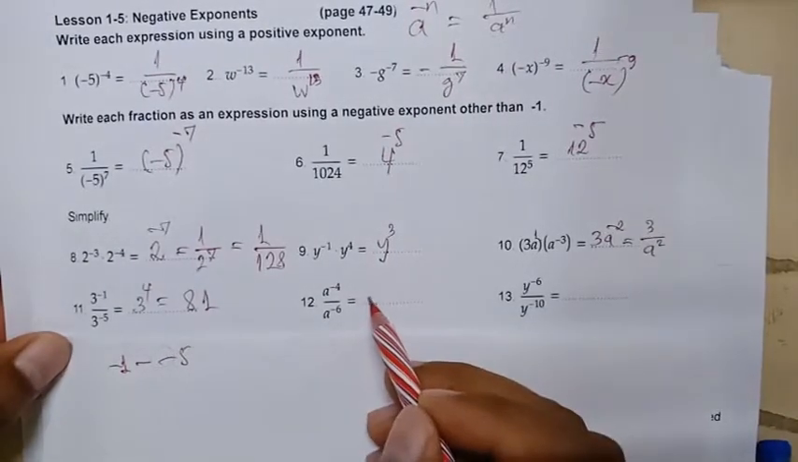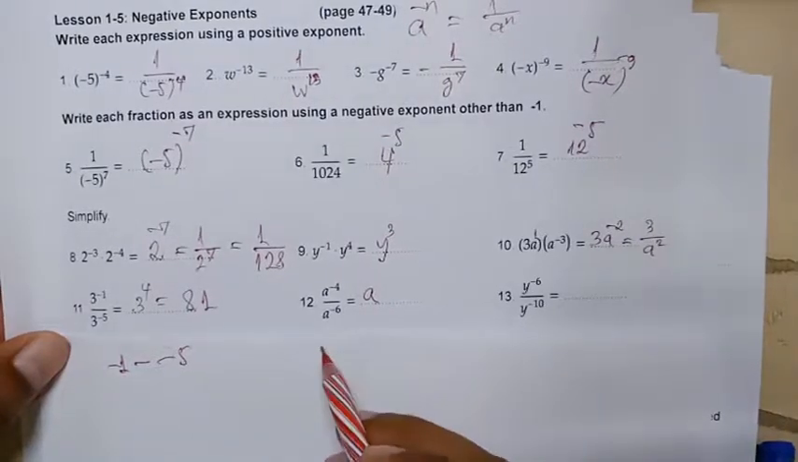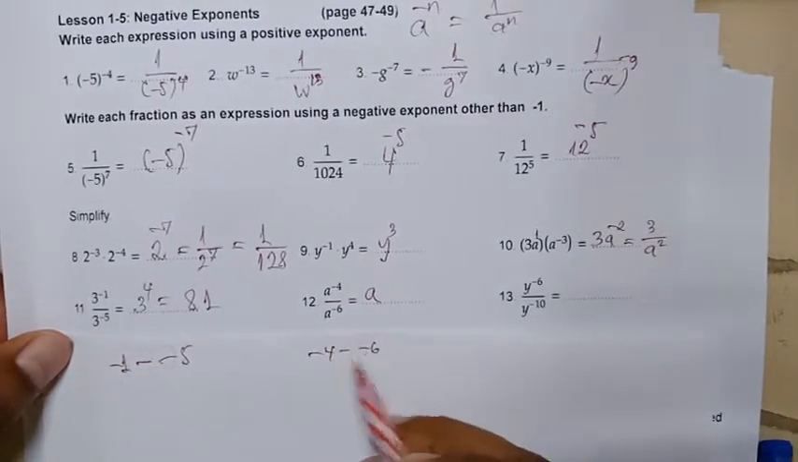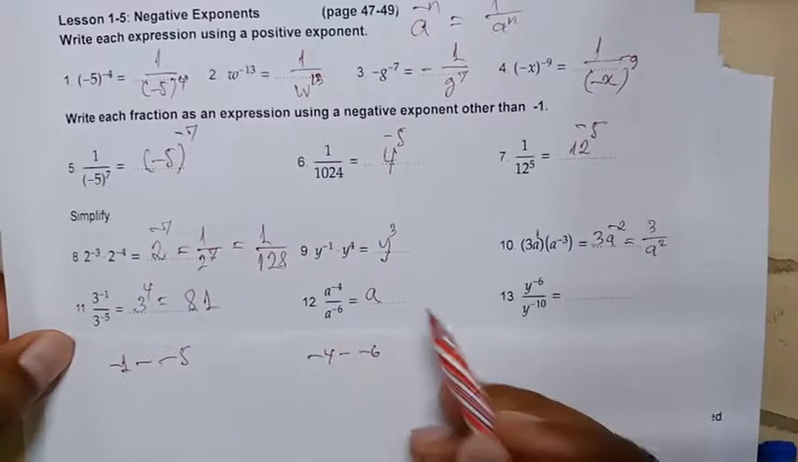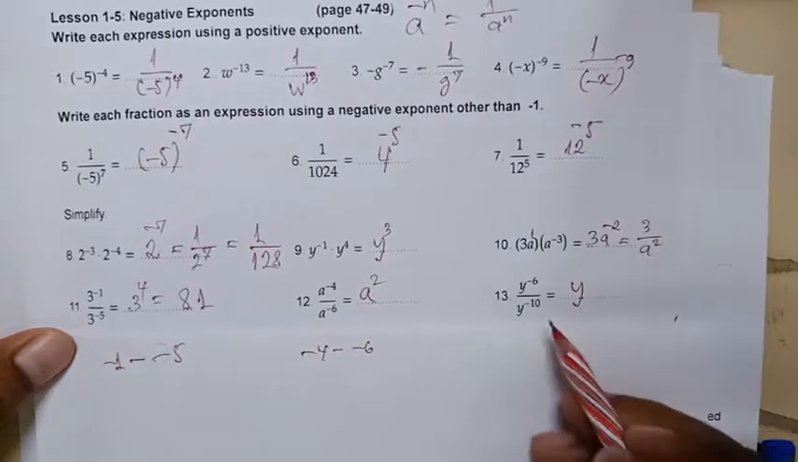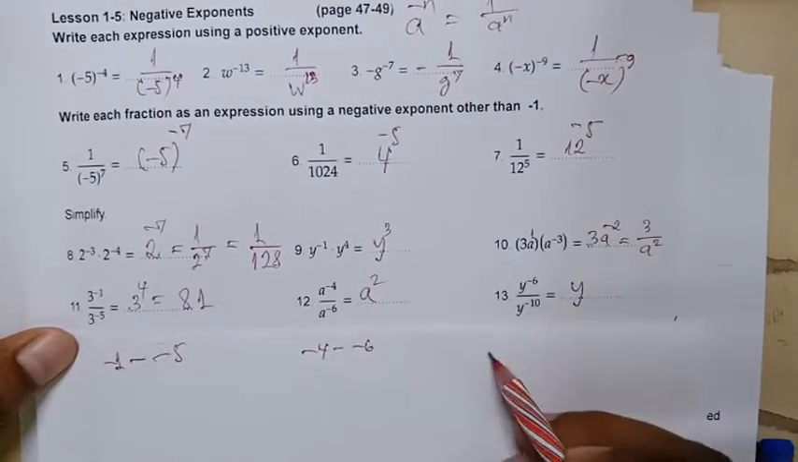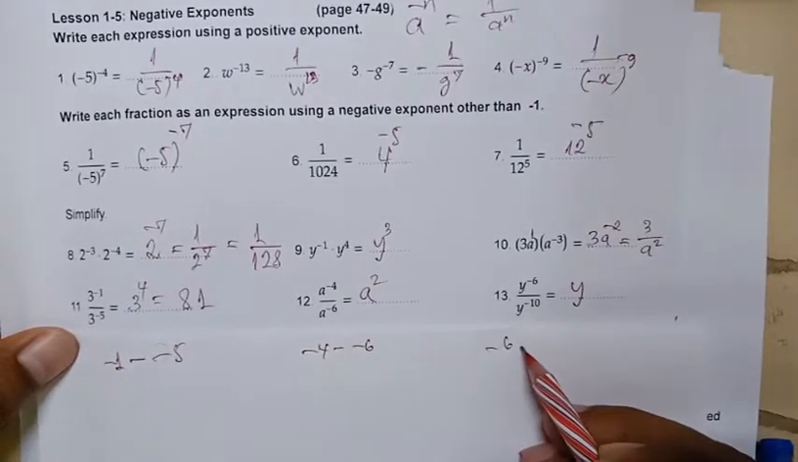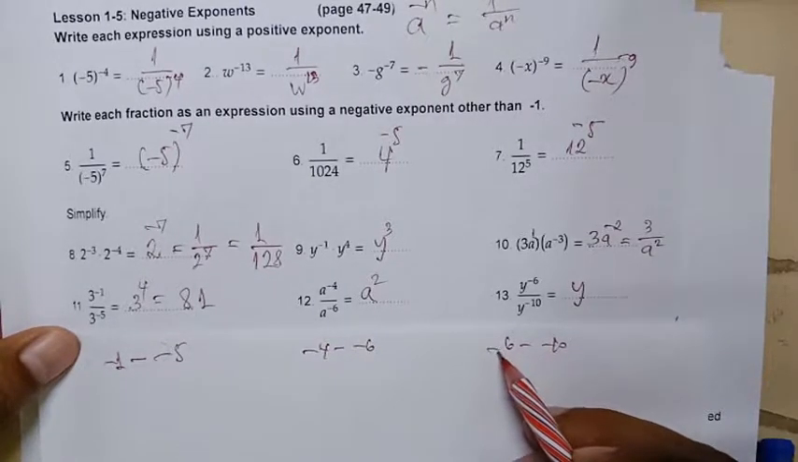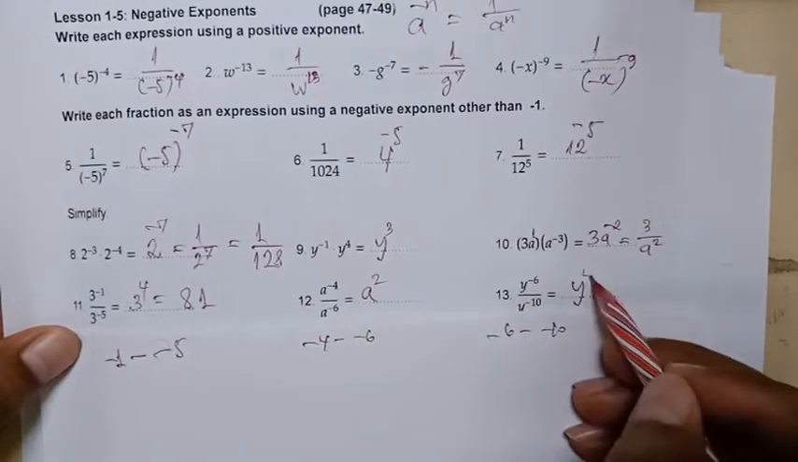For section a, negative 4 minus 6, this becomes plus. Negative 4 plus 6, 2. Y, you have negative 6 minus 10, this becomes plus. Negative 6 plus 10 is 4.